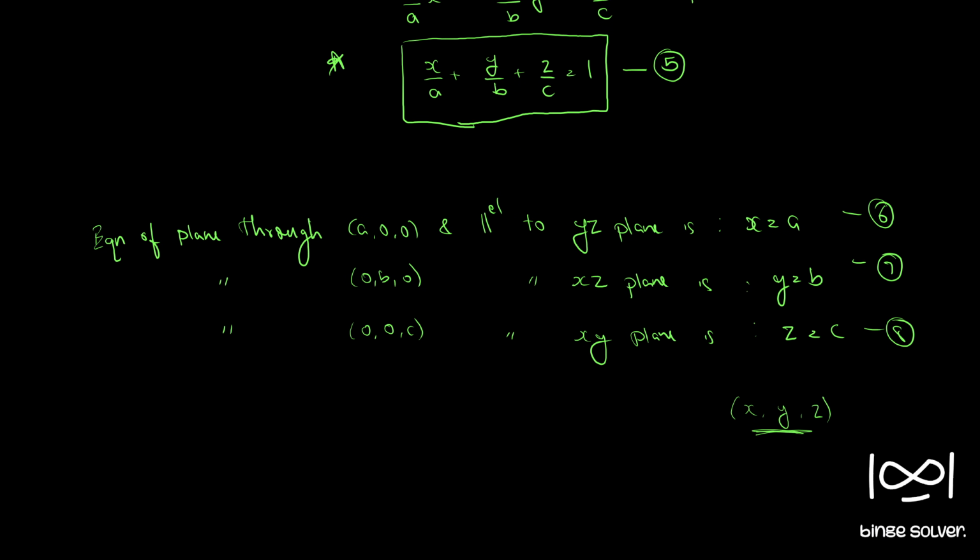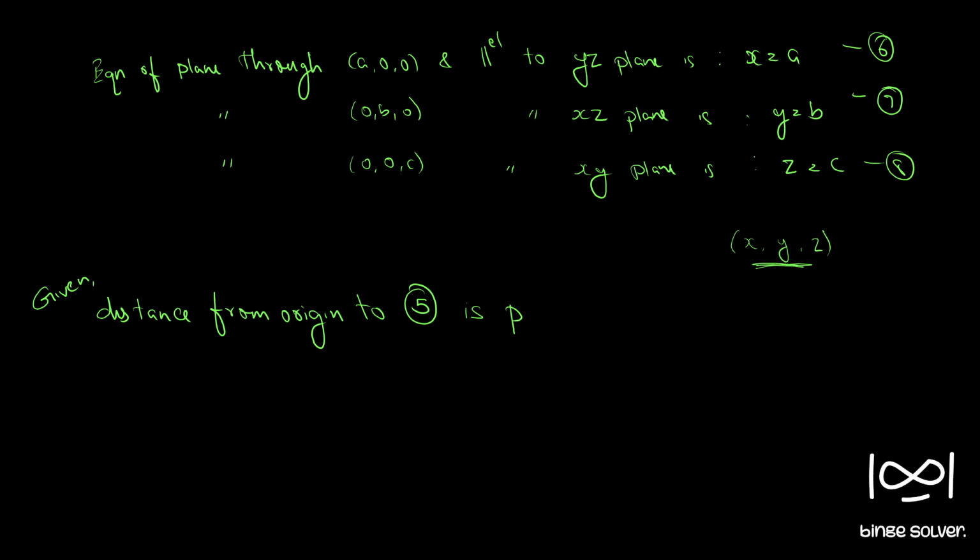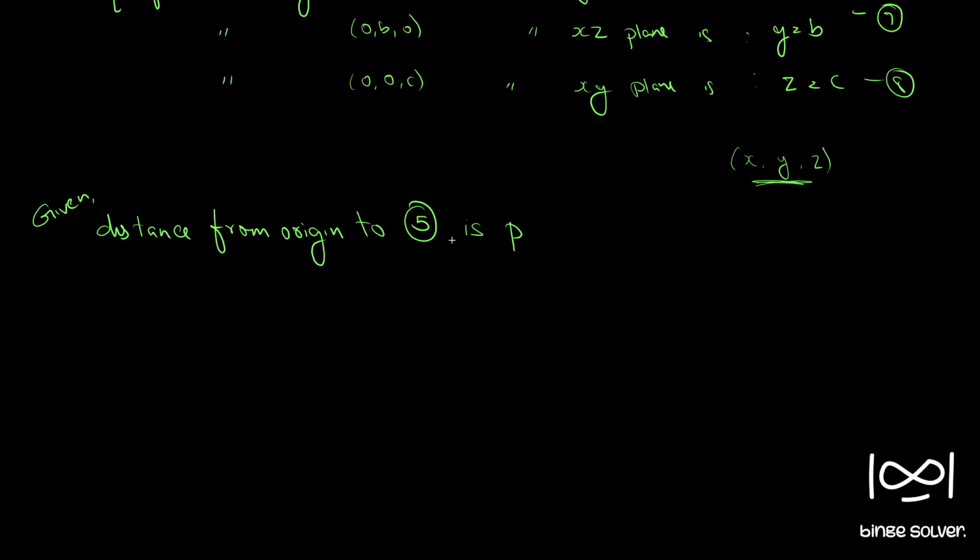To find that, the distance from the origin to plane 5 is p. This is the constant. This is the given. So we know how to find the distance from the origin to a plane.